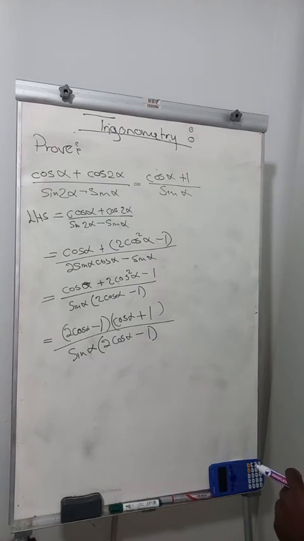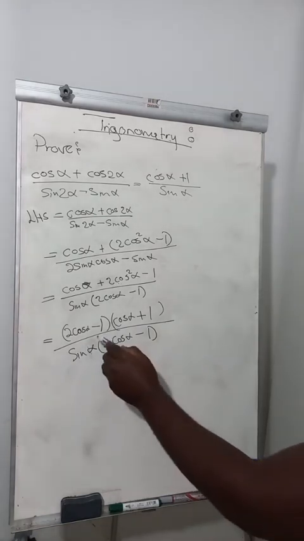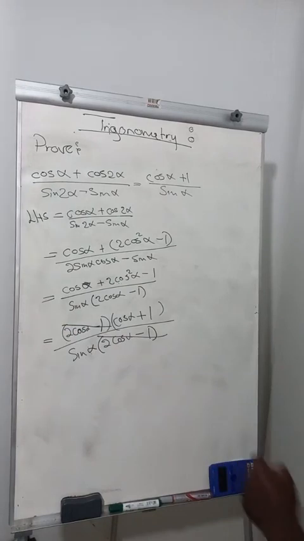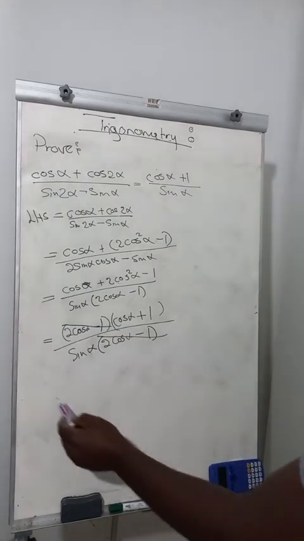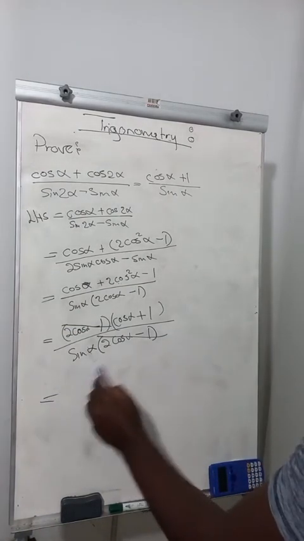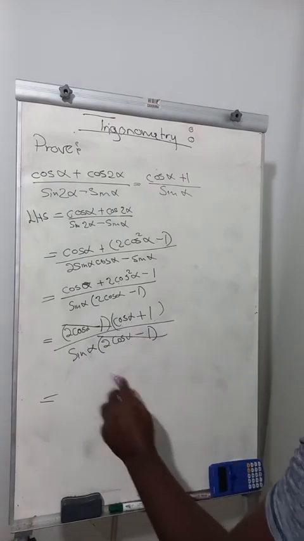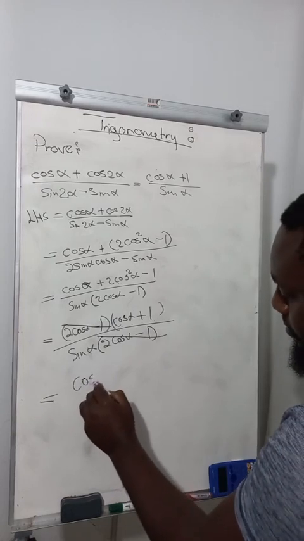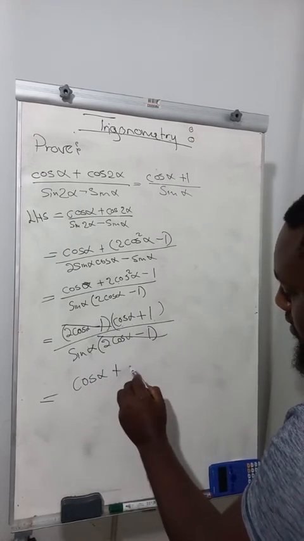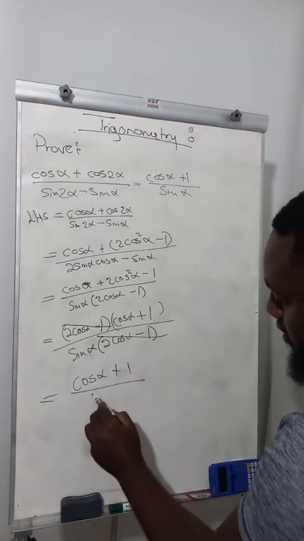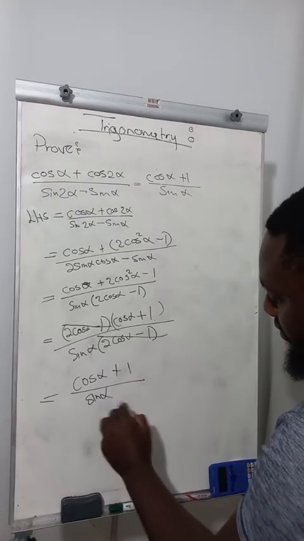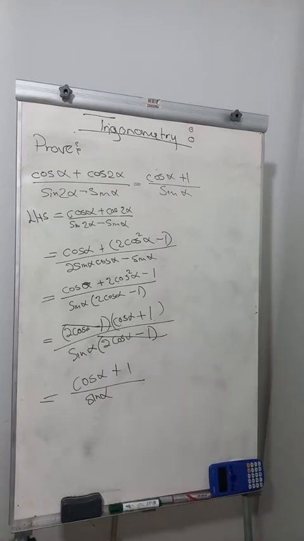Once you have this, you can cancel the things which are the same. You'll be left with cos alpha plus 1 divided by sine alpha. So this is basically your answer.